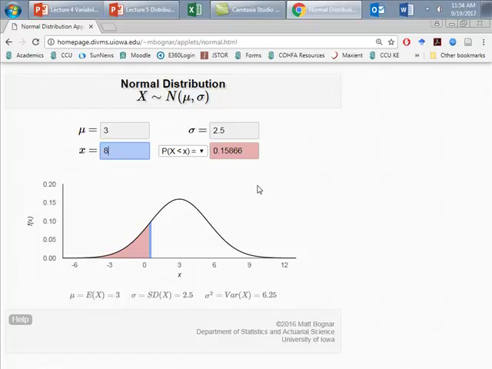Back to the empirical rule. Look down in your notebooks. You just wrote this down. Empirical rule. 2 standard deviations. How much does 2 standard deviations cover?